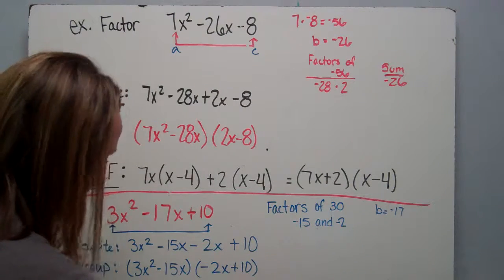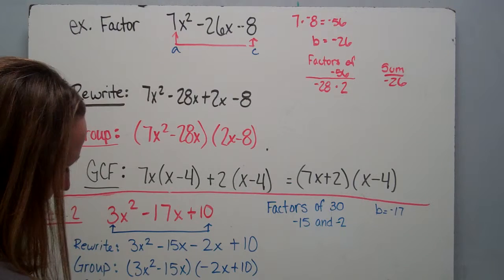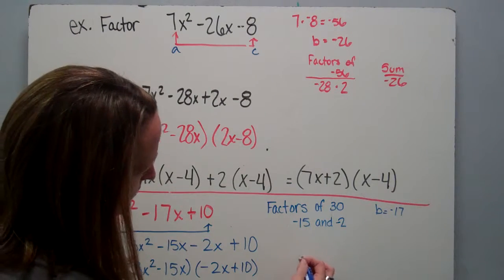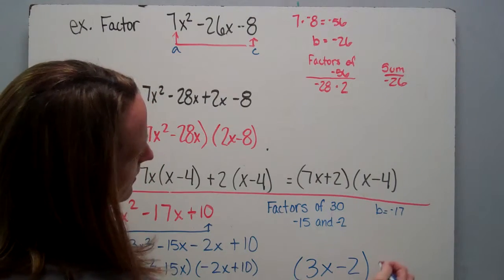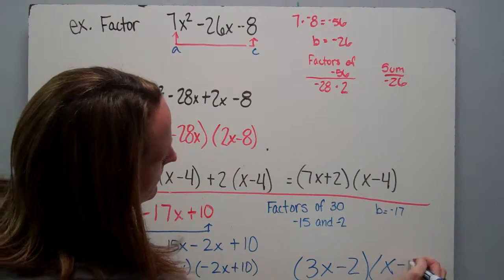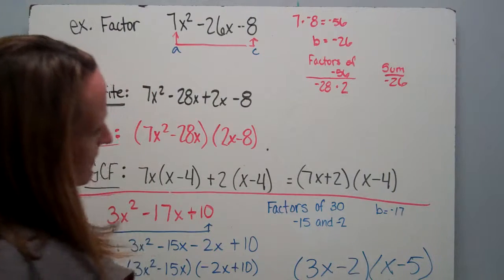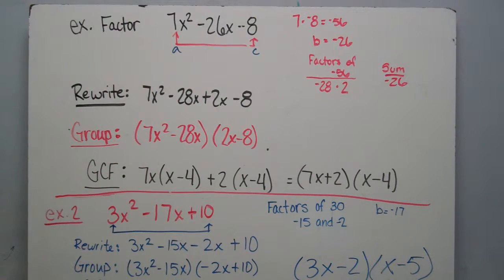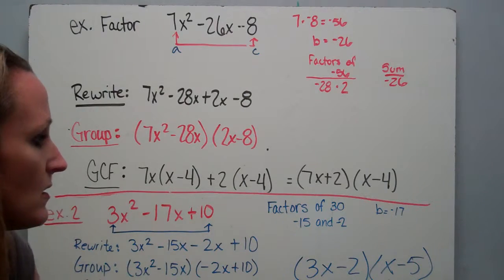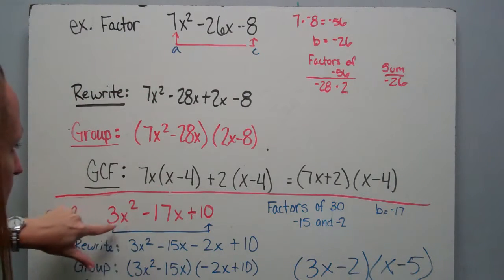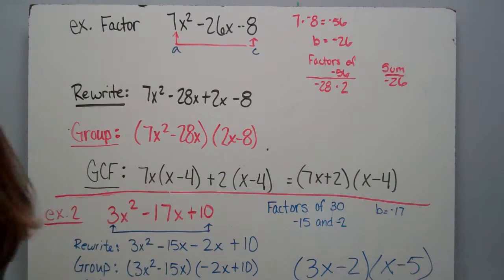So when I put it all together, I'm going to get 3x minus 2 and x minus 5. So if I went through and worked this back out, I would end up with 3x squared minus 17x plus 10.